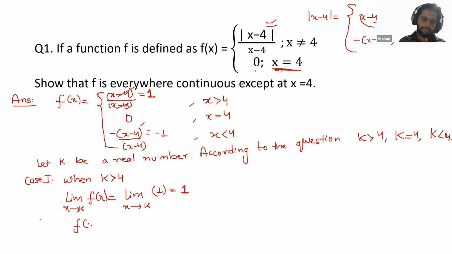We have this function f(x) = 1. For this first case, we will use this function f(x) = 1. In this function, there is no x. So if you write k in place of x, you will get 1.